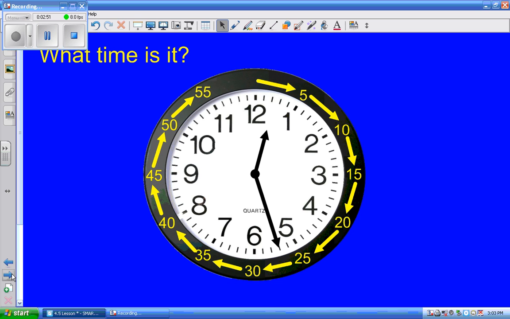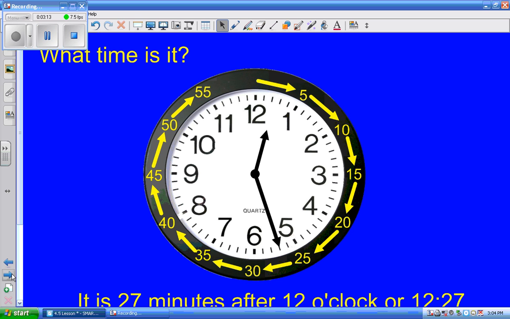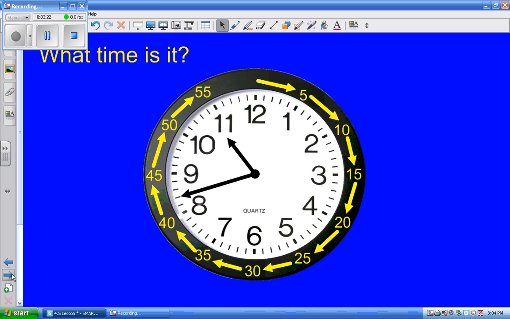What time is this one, Meg? 12:26. Try it again. You have the right idea. Here's 20. Here's 25. So 26, 27. So you got that right. It's 12:27, or 27 minutes after 12. All right, next one.